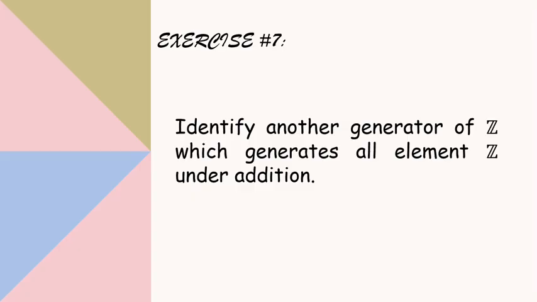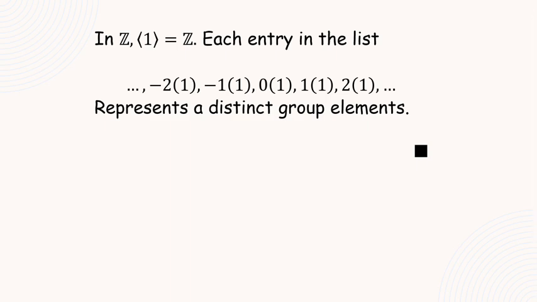Now, we are going to the next page. Exercise number 7. Identify another generator of integers which generates all elements of the integers under addition. In the integers, the generator 1 generates the integers. Each entry in the list, negative 2 times 1, negative 1 times 1, 0 times 1, 1 times 1, 2 times 1, and so forth, represents a distinct group element.